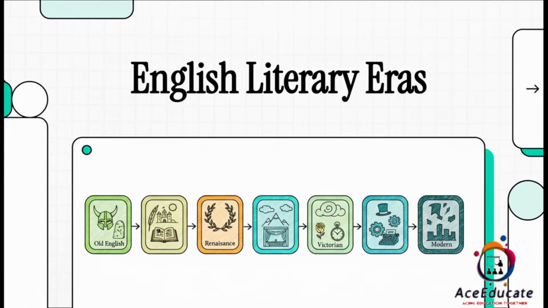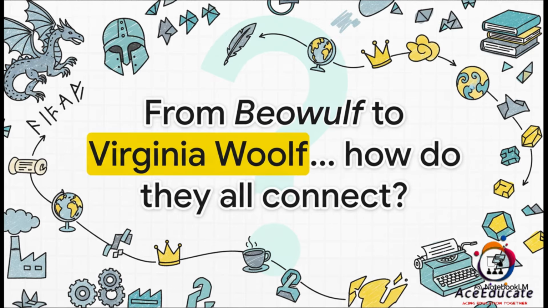And yeah, it can feel pretty overwhelming. You try to connect the dots, and it feels like you're lost in some kind of crazy maze. You've got Beowulf way over here, then suddenly you're with Shakespeare, and then Virginia Woolf pops up somewhere else entirely. How in the world do they all connect? It is a lot to keep straight.